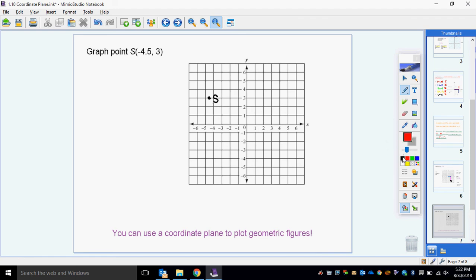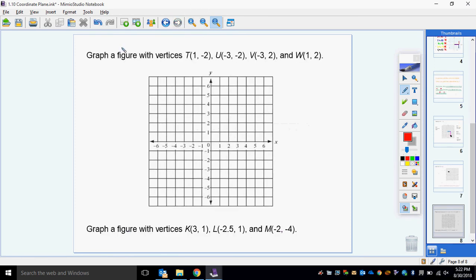So we're going to use this idea of graphing points to plot geometric figures. So it says graph a figure with vertices at T (1, -2), U (-3, -2), V (-3, 2), and W (1, 2). Okay, so we'll just start with T and go to (1, -2). So I need to go left and right before I can go up and down.